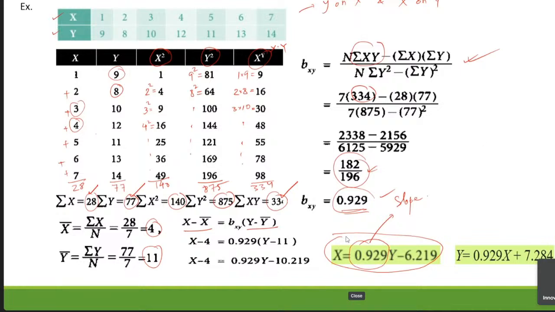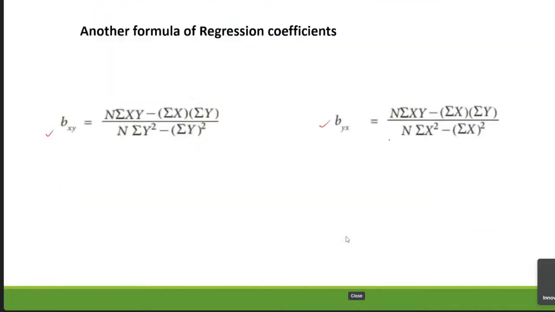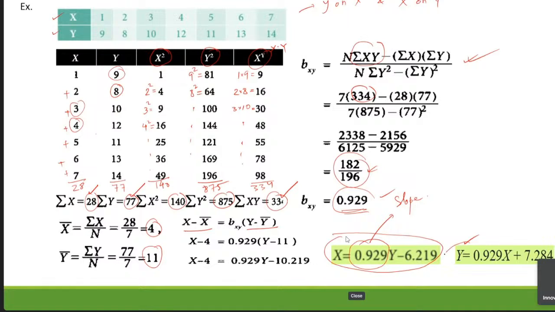Similarly, by applying the other formula, that is the byx formula, this one, we can find the equation of y on x. Here also we get the same regression coefficient, 0.929. So I think now it will be clear to you how the regression equations of x on y and y on x are calculated for a given data set.